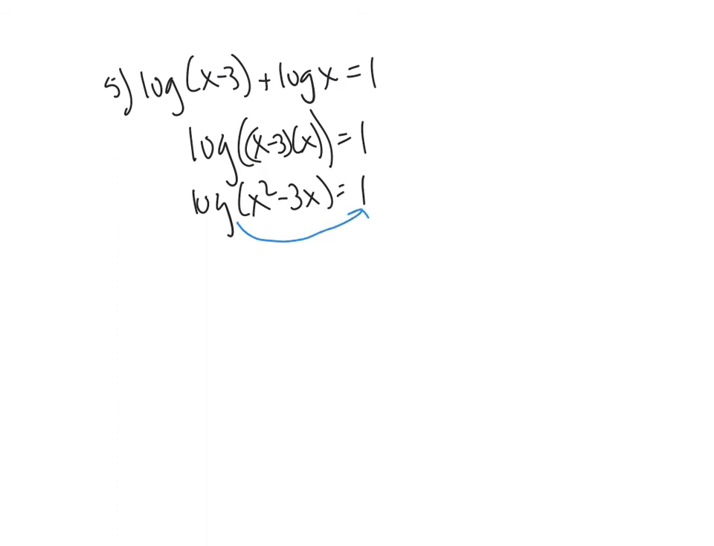So, what's my base? I don't have a number, which means it's base 10. So we have 10 raised to the first power equals x squared minus 3x. Well, since this is a quadratic, we need to set it equal to 0. So I need to move the 10 to the other side. So since it's positive, we're going to subtract. So write as exponential.